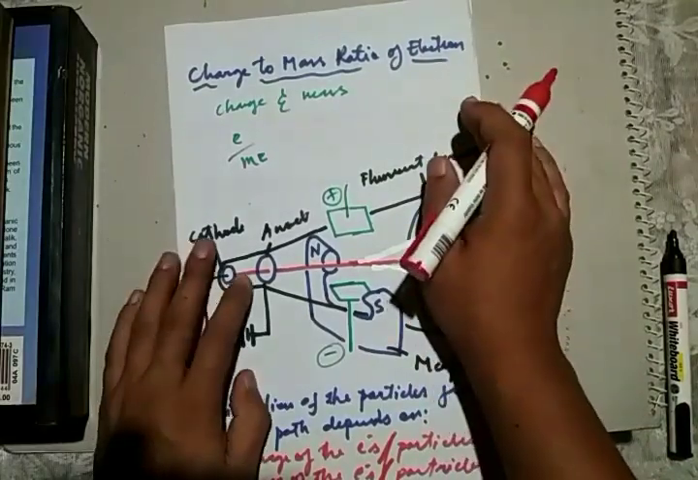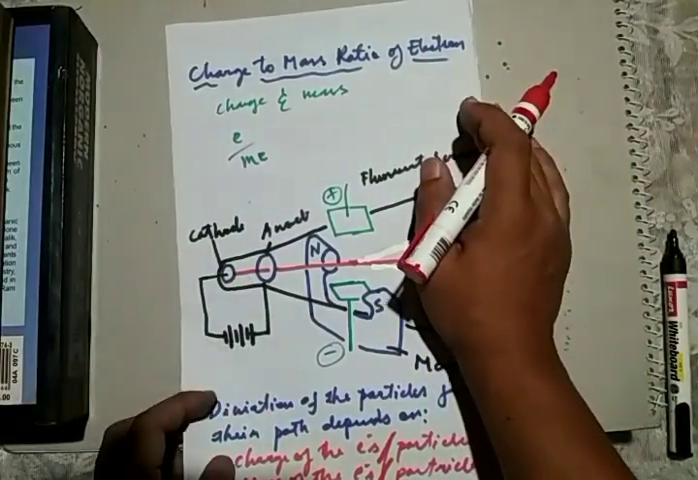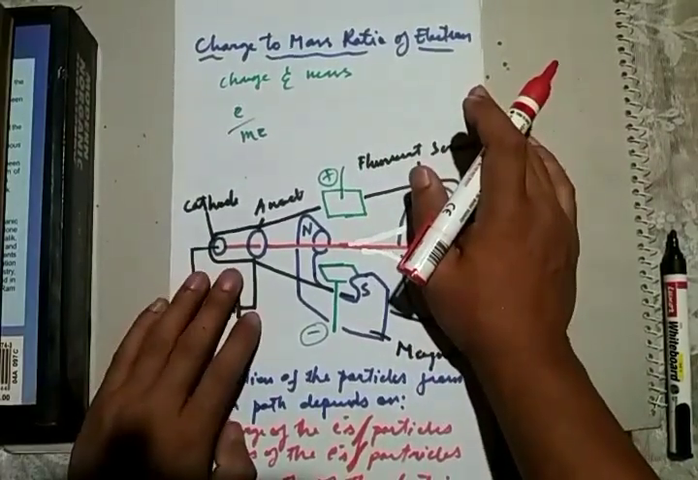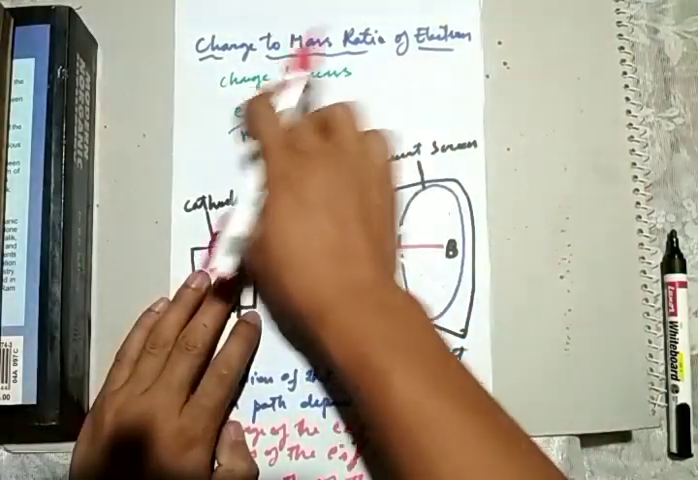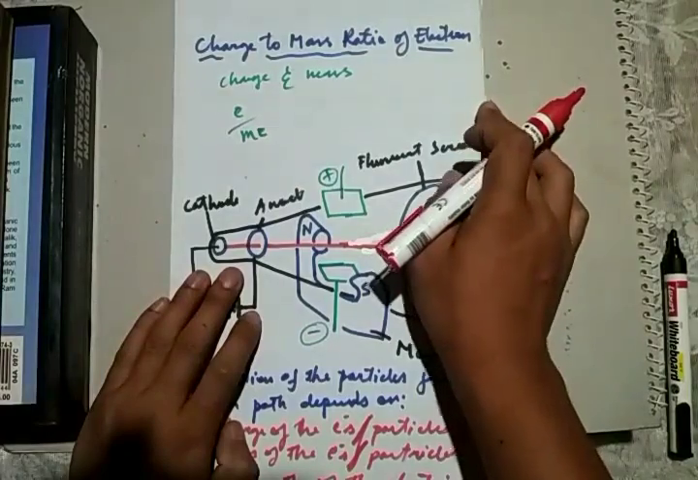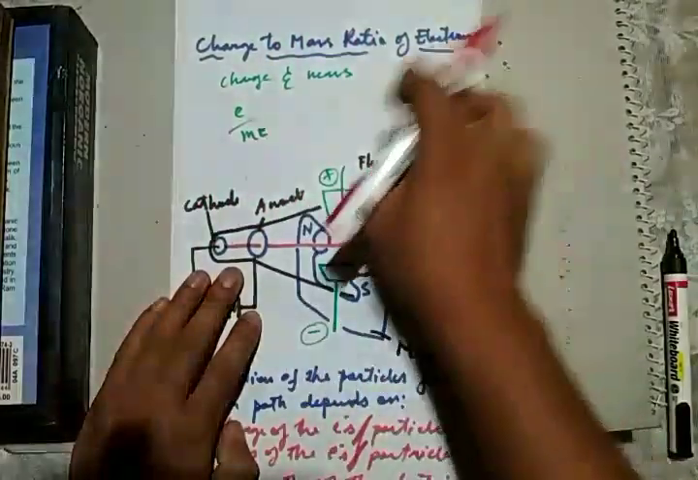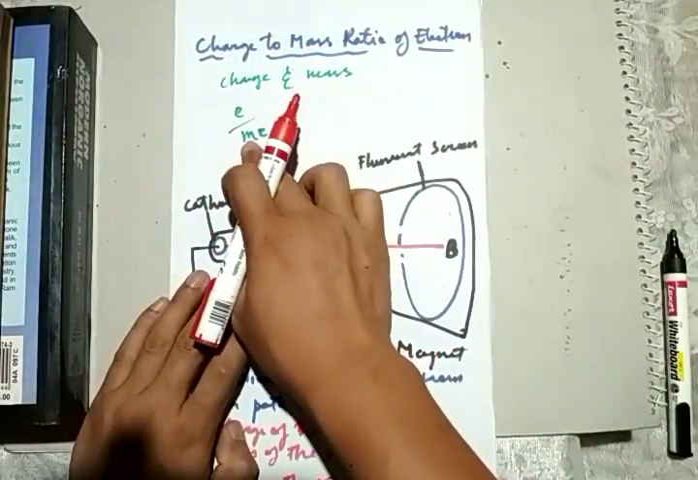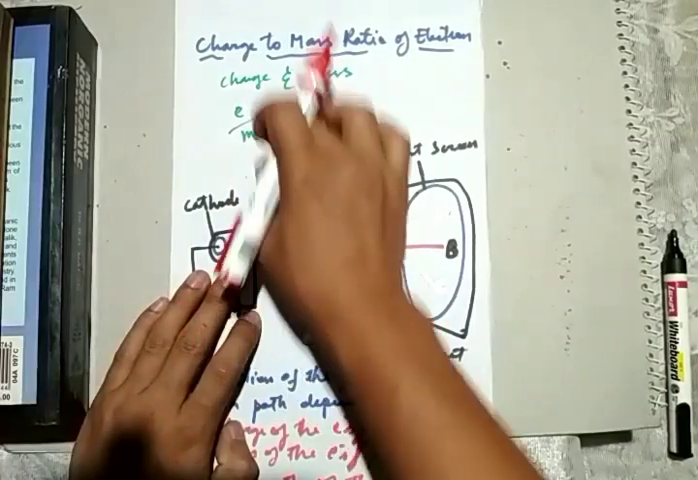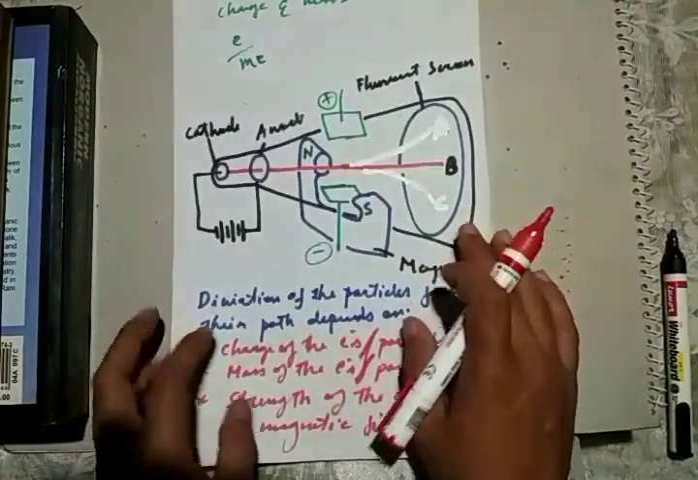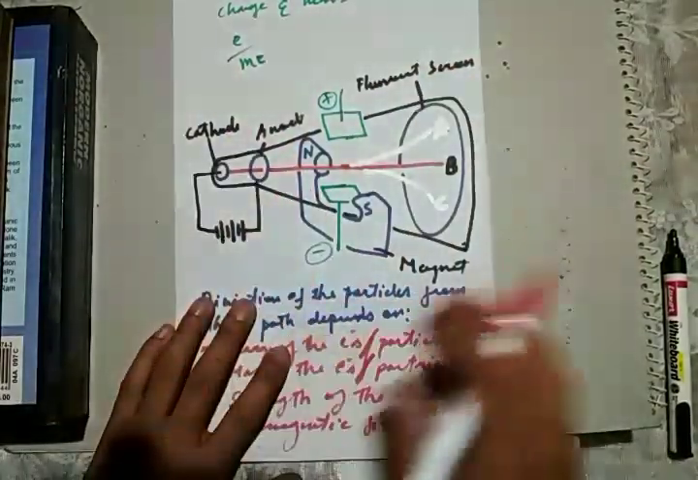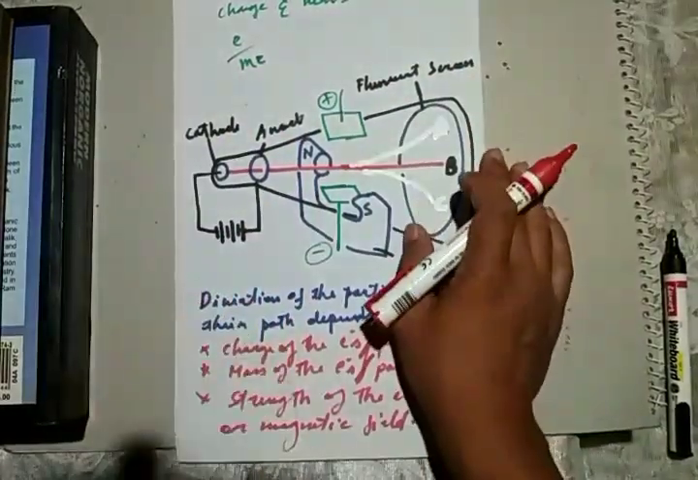So a scientist called J.J. Thomson was able to give a quantity related to this charge and mass of electrons, known as charge to mass ratio of electrons. He was able to give this value. So now we'll see his experiment, the experiment he carried out.